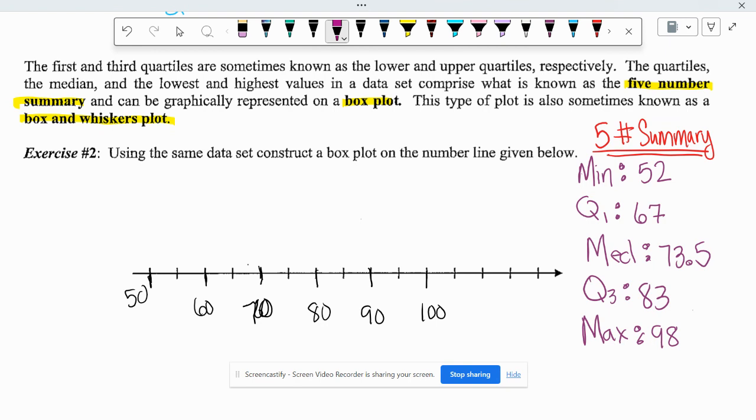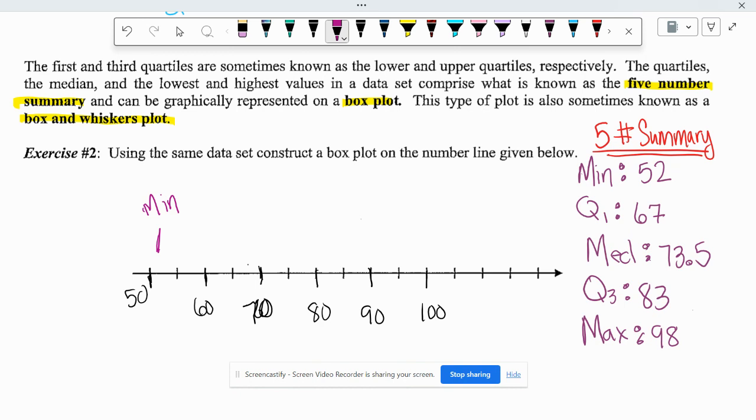Okay. So I always start off with my minimum. So my minimum is 52. That's going to be in between 50 and 55. I'm just going to draw a bar closer to the 50 than it is the 55, and I'm going to label it as my min. So just draw a bar closer to the 50 than the 55.